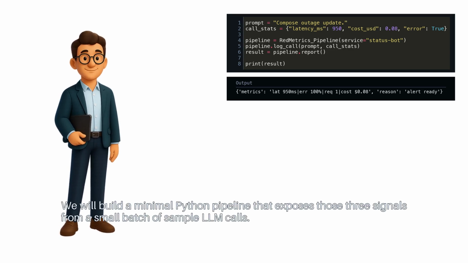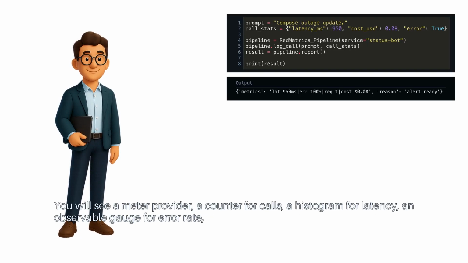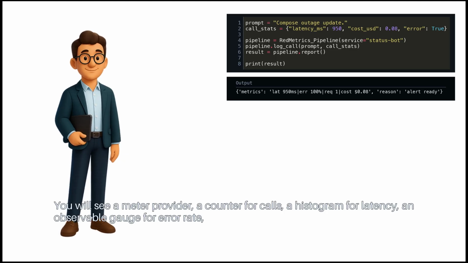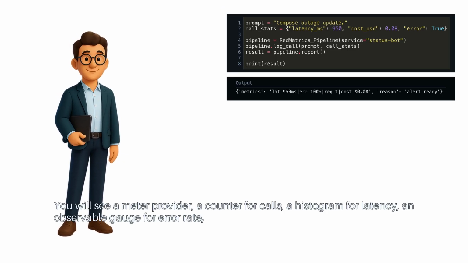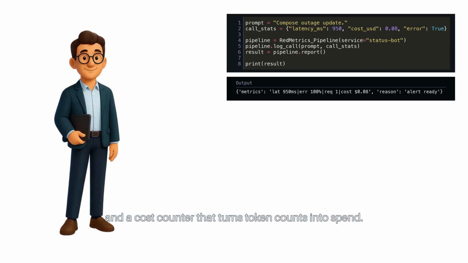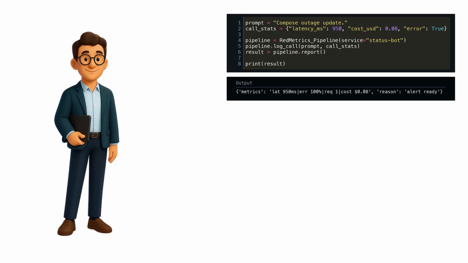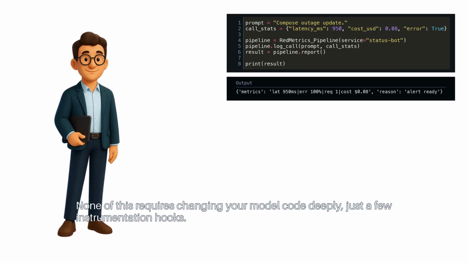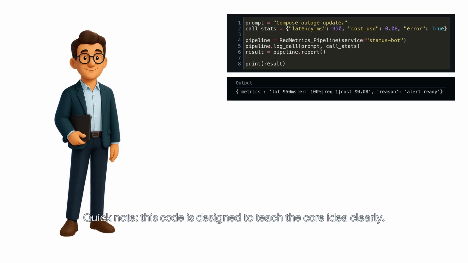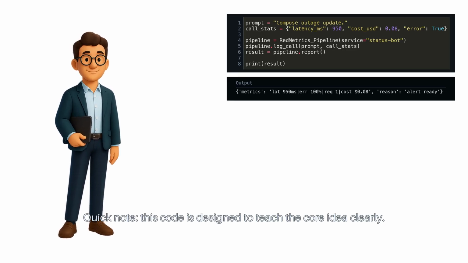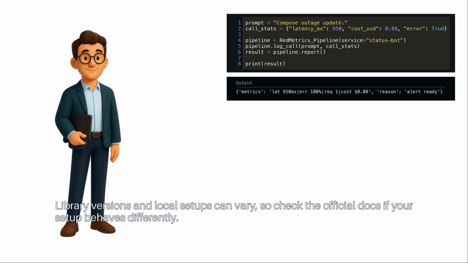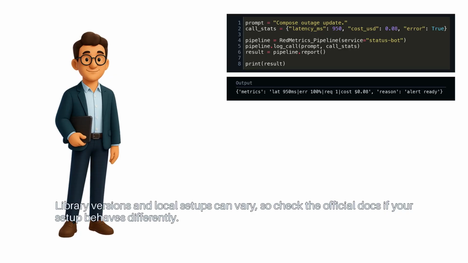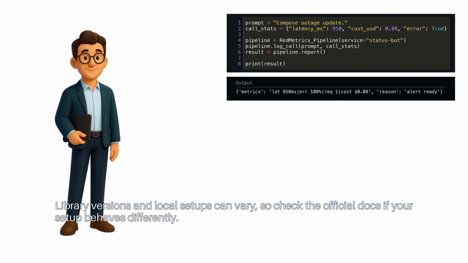We will build a minimal Python pipeline that exposes those three signals from a small batch of sample LLM calls. You will see a meter provider, a counter for calls, a histogram for latency, an observable gauge for error rate, and a cost counter that turns token counts into spend. None of this requires changing your model code deeply, just a few instrumentation hooks. Quick note, this code is designed to teach the core idea clearly. Library versions and local setups can vary, so check the official docs if your setup behaves differently.